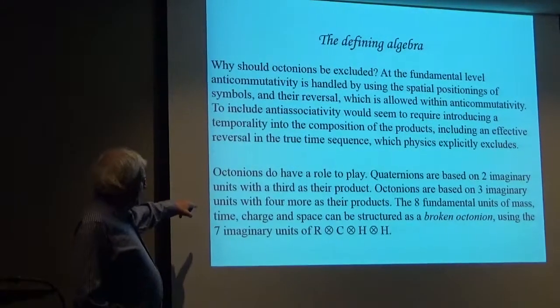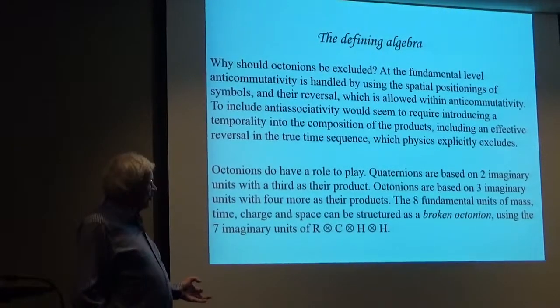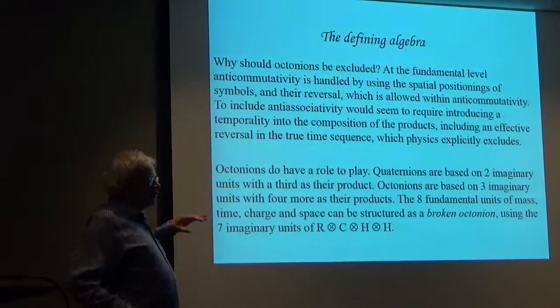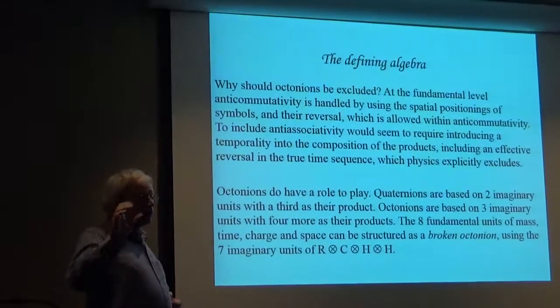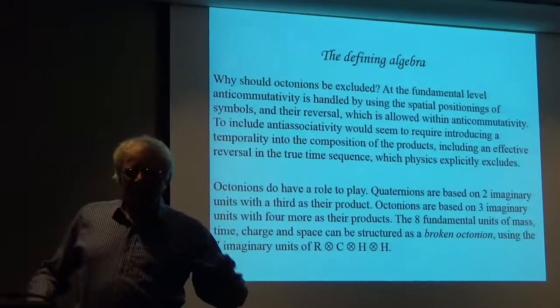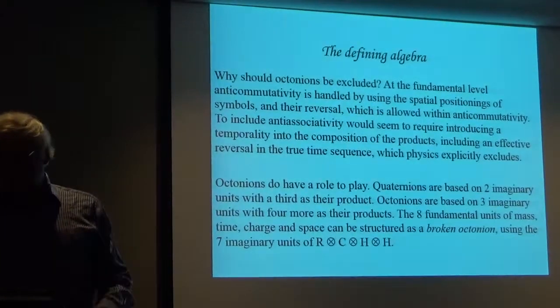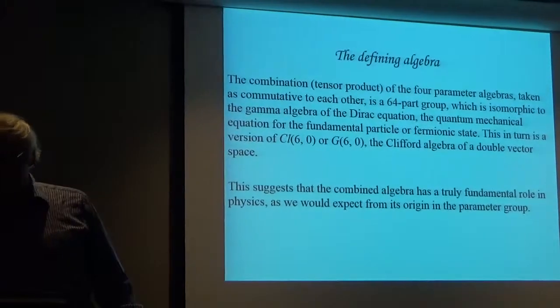because the 8 fundamental units of mass, time, charge and space can be structured as a broken octonion. It looks like an octonion because you can structure it with 1 real and 7 imaginary. So you can copy it into an octonion structure, but it doesn't quite become an octonion.